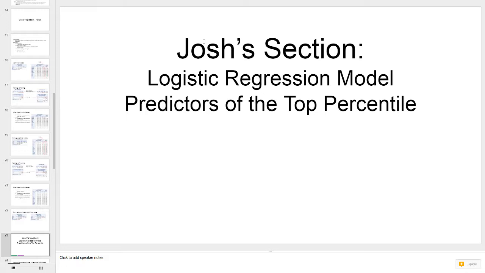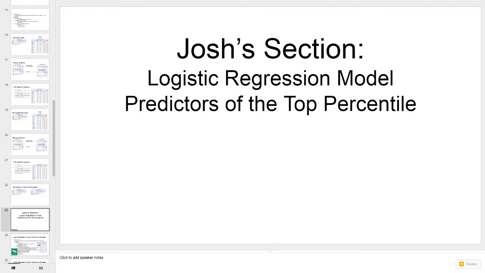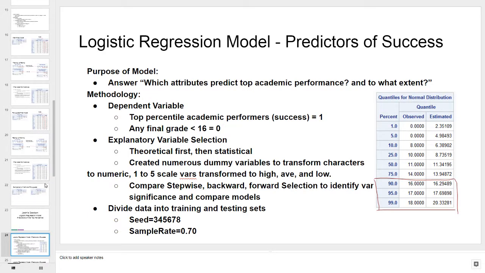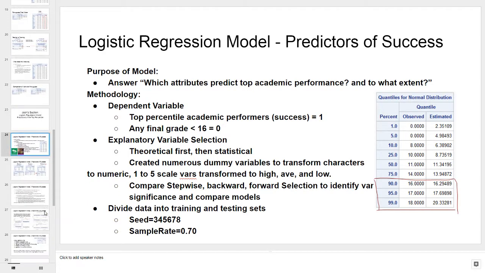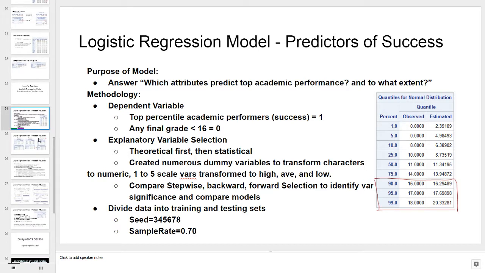I ran a logistic regression model to predict what the predictors are for top percentile academic performance. Next slide. The purpose of my model is to answer which attributes predict top academic performance and to what extent, of the G3, the final grades. Any grade in the 16 plus range tended to be in the 90th percentile. So I said, all right, I need a dichotomous dependent variable. I take the top percentile, and that's equal to 1, and any final grade that's less than 16 is equal to 0.